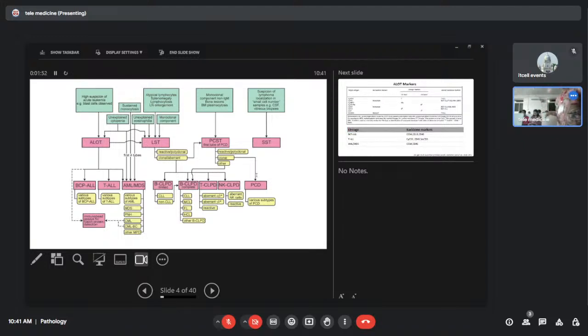So this is just a flowchart of how they say if you have a high suspicion of acute leukemia. For example, you have seen blast cells, or you have unexplained cytopenia, or sustained monocytosis, unexplained eosinophilia, then for all those cases you have to run an ALOT tube, and depending upon the results, you can go for a B-cell precursor ALL tube, which helps you to classify various subtypes of B-cell precursor ALL, along with evaluation for certain leukemia-associated immunophenotypic markers. If you get a result of T-ALL, further subtyping of T-ALL and diagnosing ETP-ALL. Then for the AML MDS, you can classify it as various subtypes of AML.